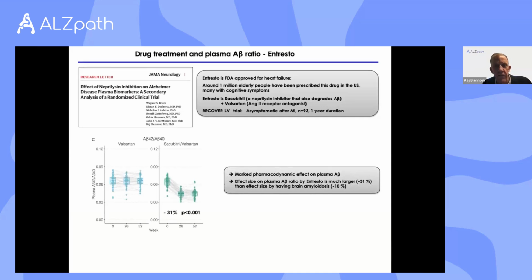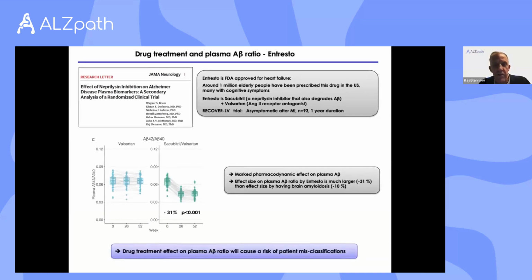And here you see if you inhibit neprilysin, then the A beta ratio drops. It drops by 30%, which is much more than the drop you see by brain amyloidosis and AD. So this is of course a major problem, that this interference will induce a risk of misclassification, of course.